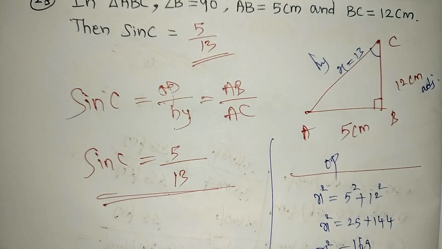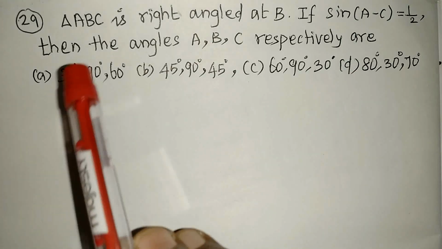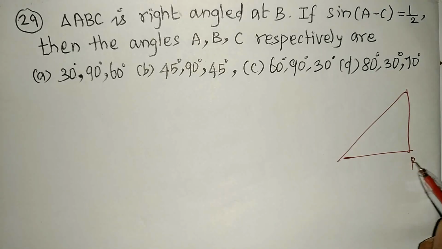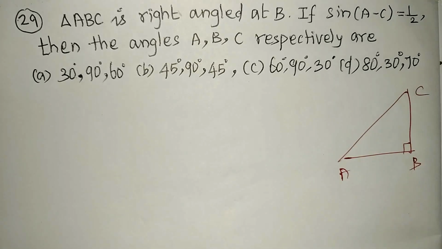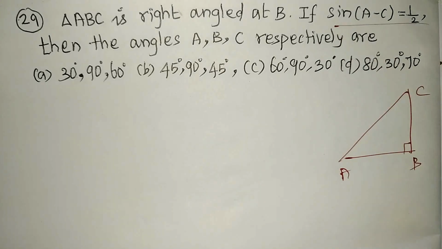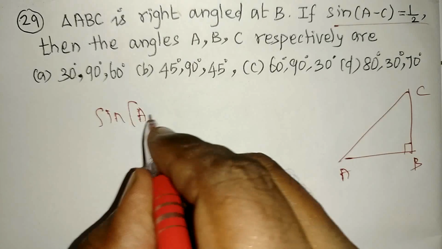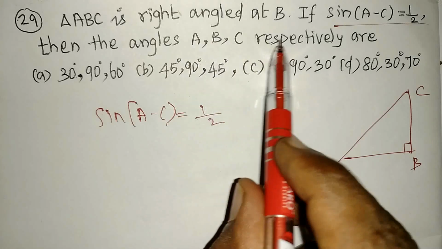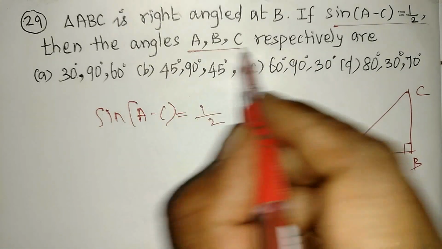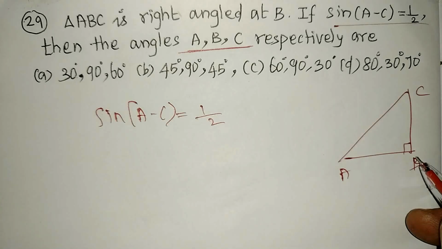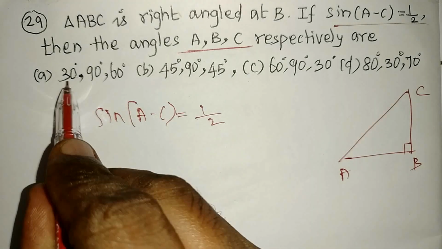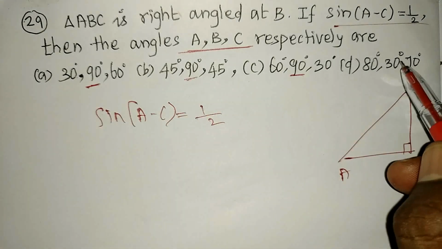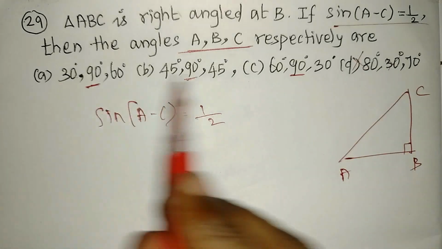Okay, we'll go for 29. Triangle ABC is right angled at B. So they said right angle at B. So B is the right angle, and I'm taking here A, B, C. And they have given one equation: sine of (A minus C) is equal to 1 by 2. Then the angles A, B, C respectively are what? So we know B is 90. So this is something they have given. Then option D is rejected. Leave it.